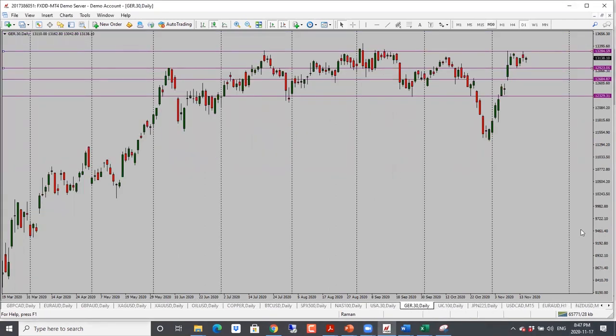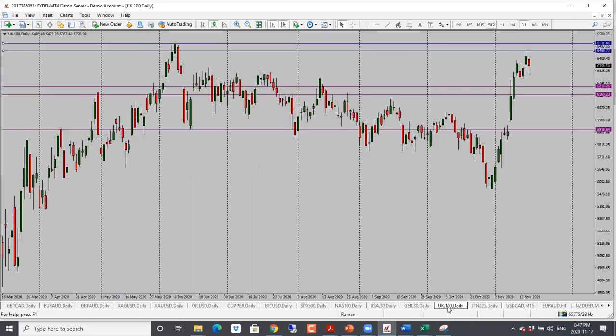And then DAX, we're seeing the same behavior here as well. Price has been stuck in this range. We may see a drop towards 12,920. So bias here for DAX is neutral.